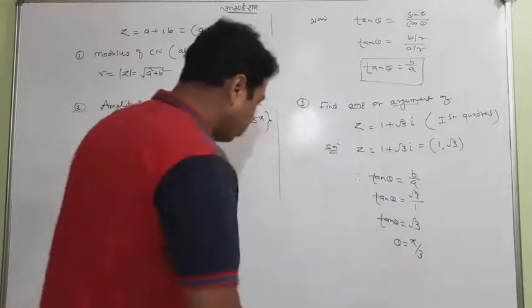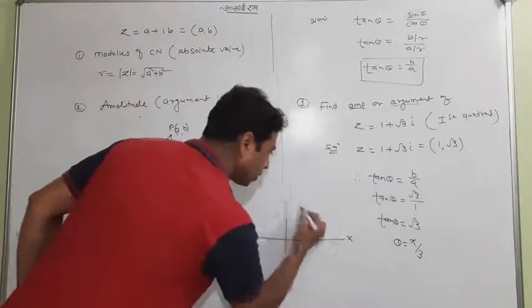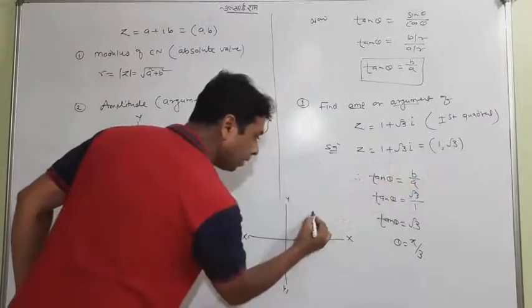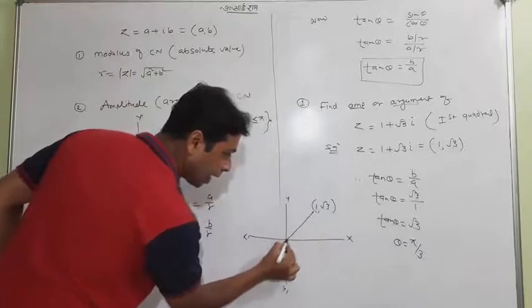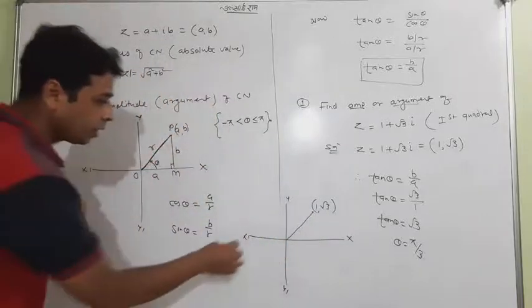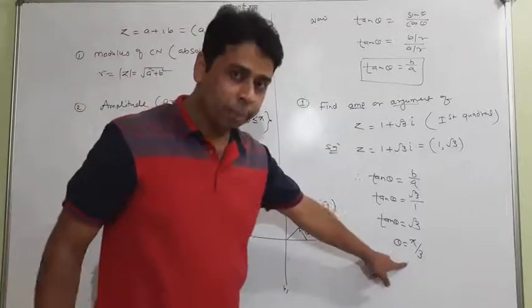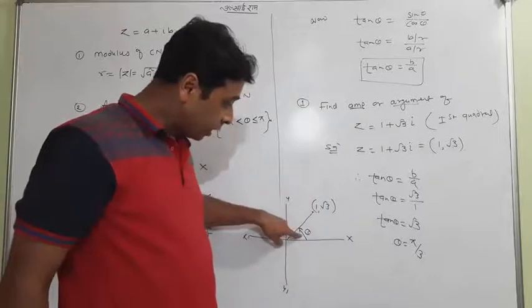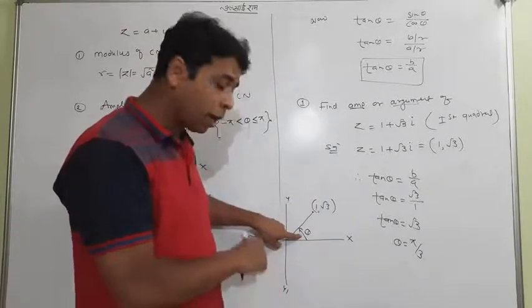Let me show you by picture. This is x, y, x dash, y dash. My point is lying in the first quadrant, and when I join it, this is your theta. What is theta coming to? Pi by 3. By the picture you can understand that theta this time should be acute and positive.